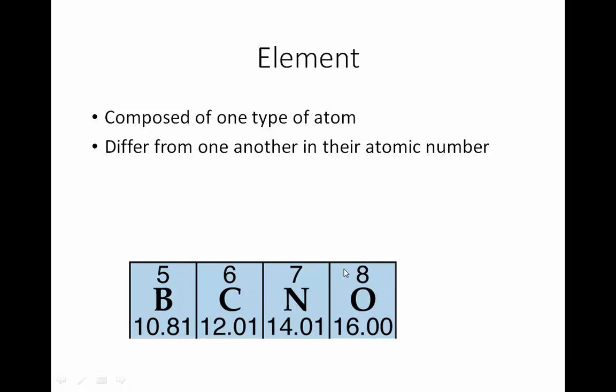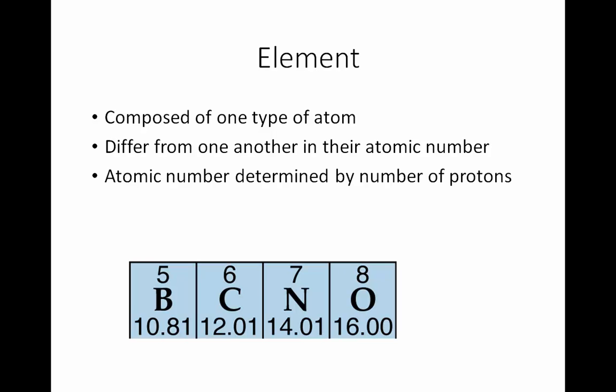If you go back to that periodic table of elements, you'll see that every single box has a different number in it. There are no duplicate numbers. Now, the atomic number tells you how many protons are in an element's atoms. The number at the bottom of the box is the atomic mass. This is how much mass one atom would have.